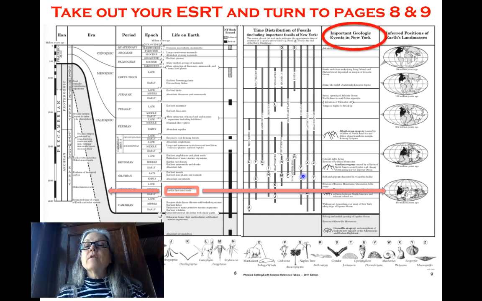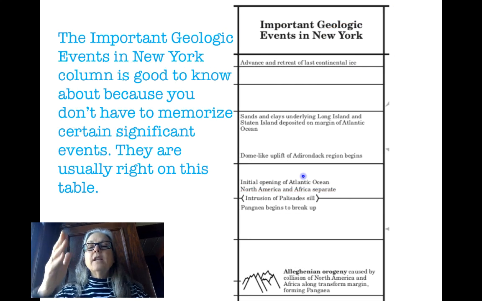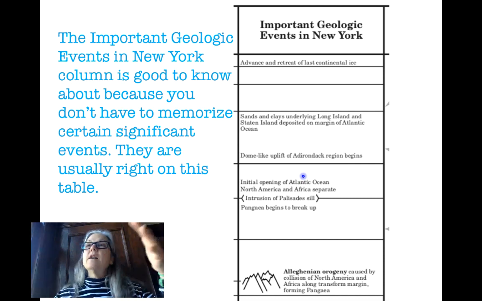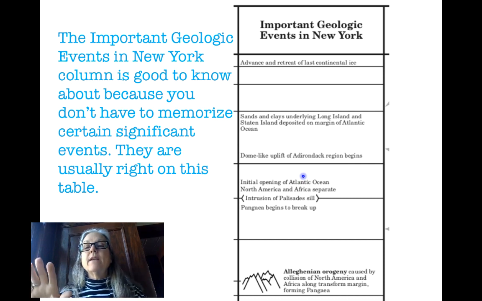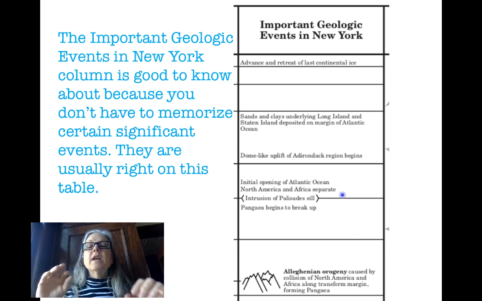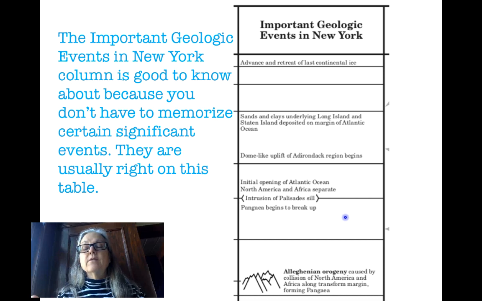Alright, scooting over one more to important geological events in the state of New York. You have a variety of things listed here, but it's usually related to plate tectonic events, opening of seas, closing of seas, mountain building, just different things related to what happened on the land. It's not about living things, it's about land things. So be familiar with this. You don't need to memorize this, but if you see something that's like a proper noun, the Adirondacks or North American African separate, Palisade sill, you don't need to memorize what that is. It's here on this column.